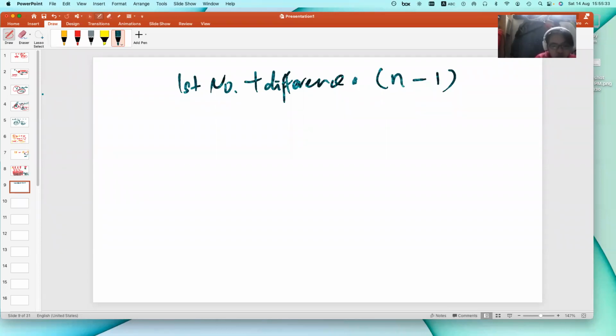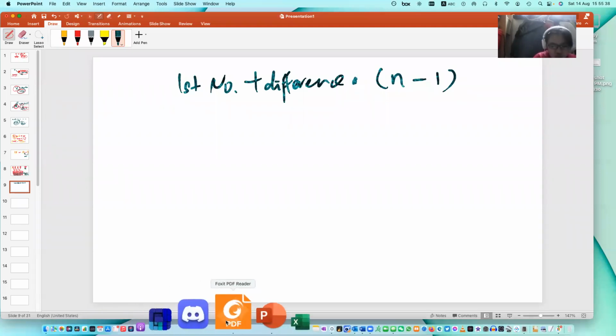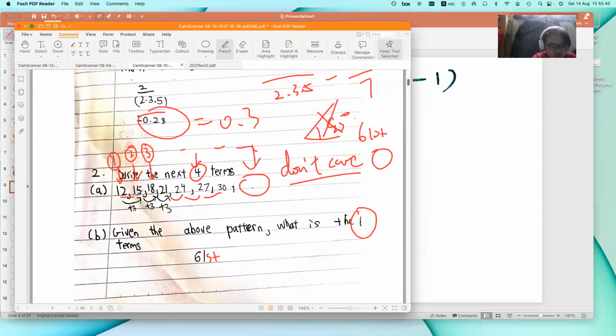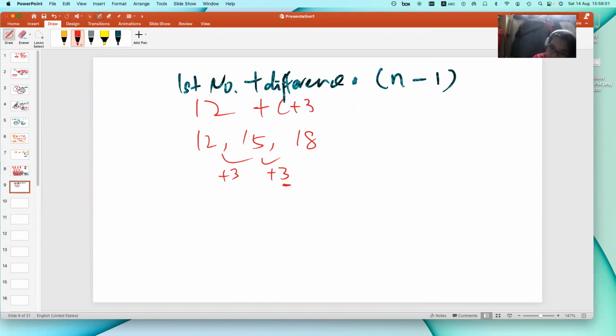So let's do this question, like the question I asked you. So 12, 15, 18, okay. What's the first number? 12. What's the difference? Plus 3. Very good. Plus 3 times n minus 1. Done already. This is the nth term.